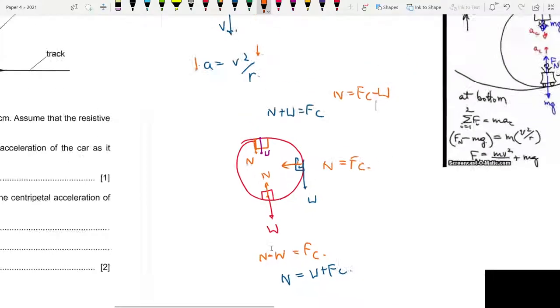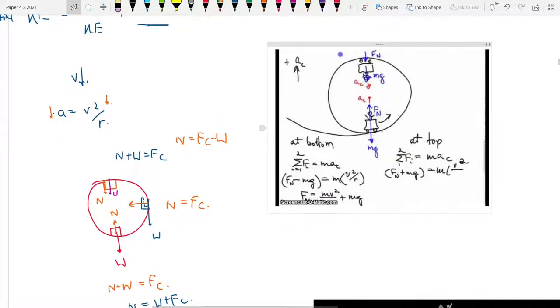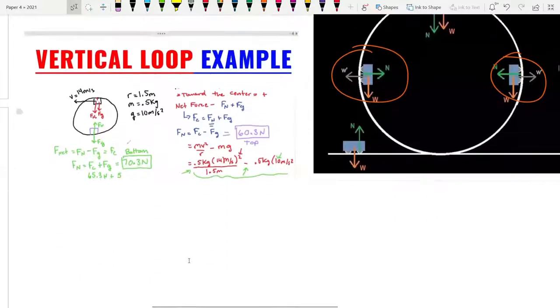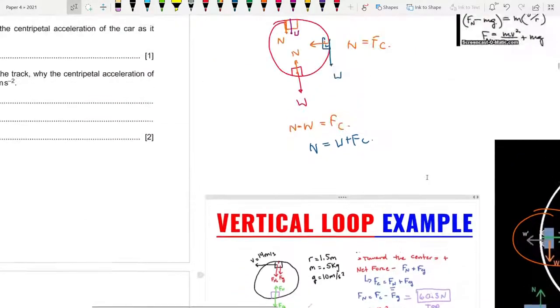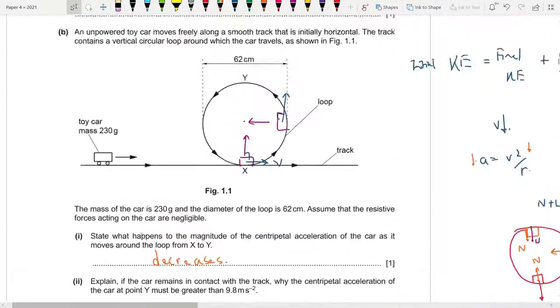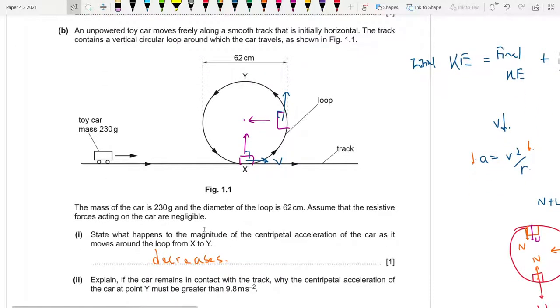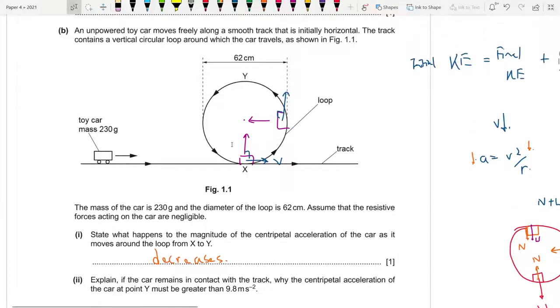So now it's better to explain. Look, I have some diagrams here. This is what happens. At the bottom, it's the difference between the two. At the top, it's the summation of both. Okay. And here's working showing that at the bottom, normal contact force has the highest value, 70.3. At the top, it's 60.3. So I'm going to tell you the logic right now in multiple ways. So at y, they're telling us, explain if the car remains in contact with the track, why the centripetal acceleration of the car at y must be greater than 9.1 at y. Let's see this.